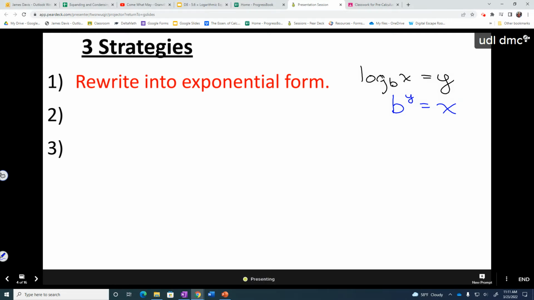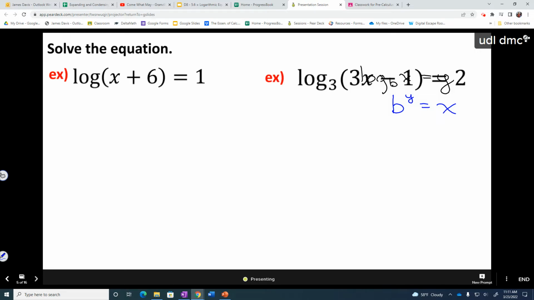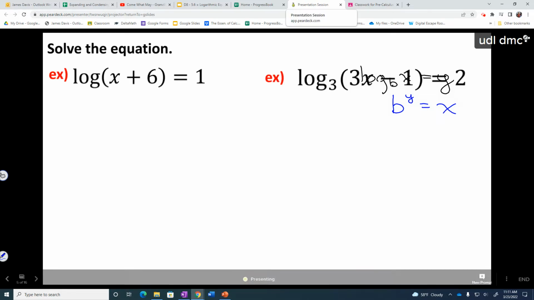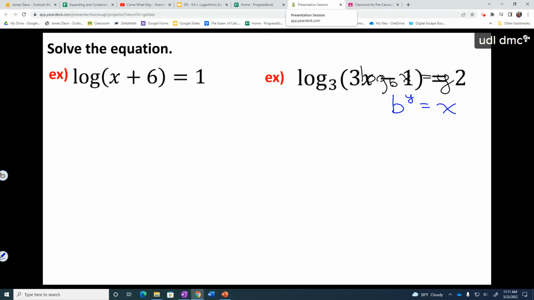So let's do some problems using that first strategy. We already did the first one there, but I'll write it out again if you want. You can write it down. This one doesn't have a log base. Anytime we don't have a log base, we just assume it's a 10. So we're going to take this and rewrite it into exponential. We say 10 because that's our b, right? B to the y, so b to the first, or 10 to the first, equals x plus 6. And then it's just an 8th grade math problem: subtract 6, so x is 4.